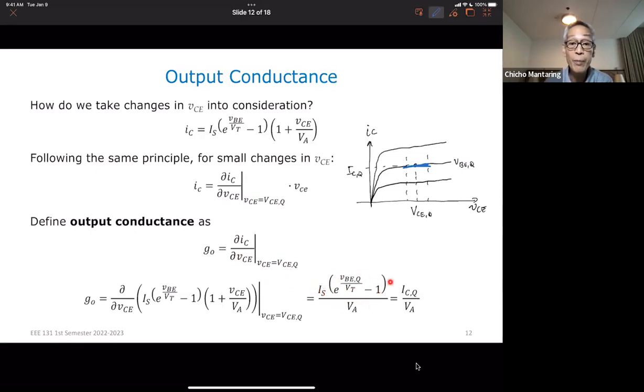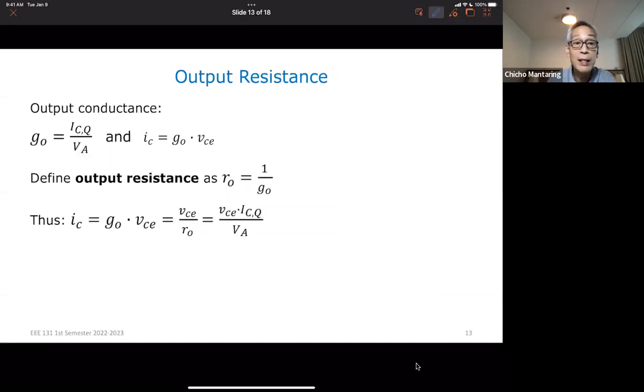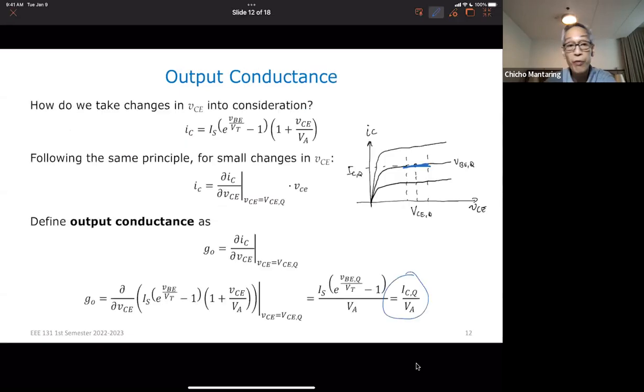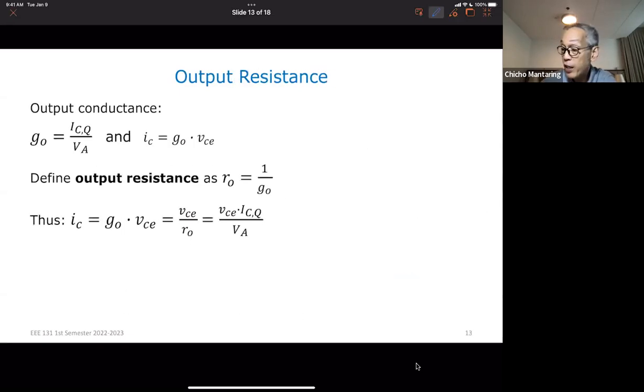And then if you take a look at your numerator, this is nothing more than your quiescent current, ICQ. So finally, ito lang yung magiging formula natin for your output conductance, G sub O. So output conductance is ICQ over V sub A, and your change in collector current due to a small change in collector to emitter voltage will be G sub O multiplied by VCE.